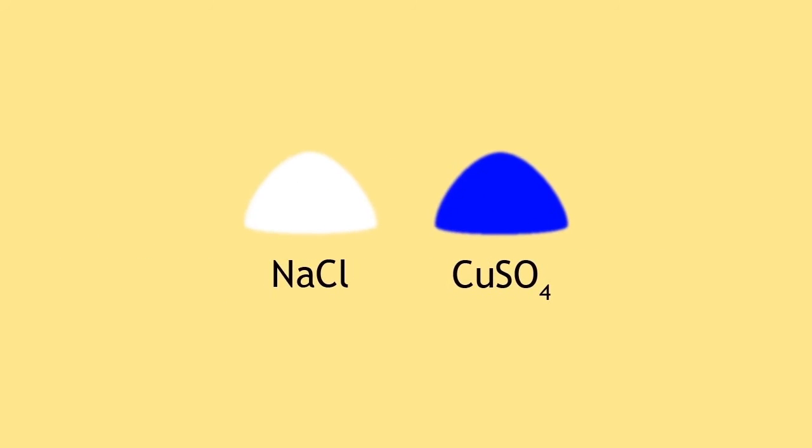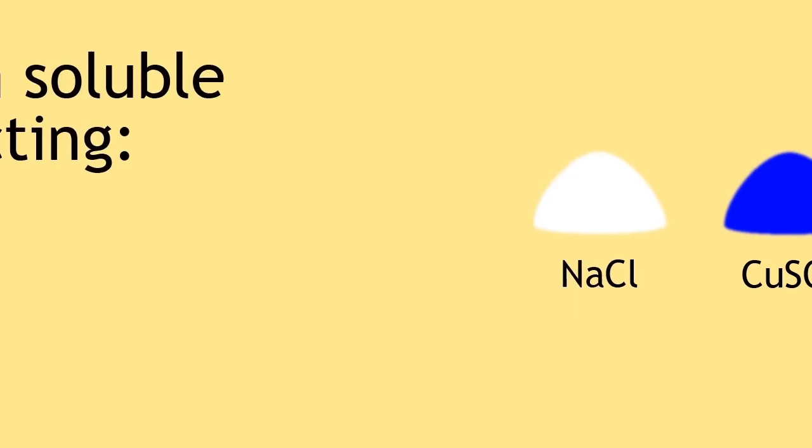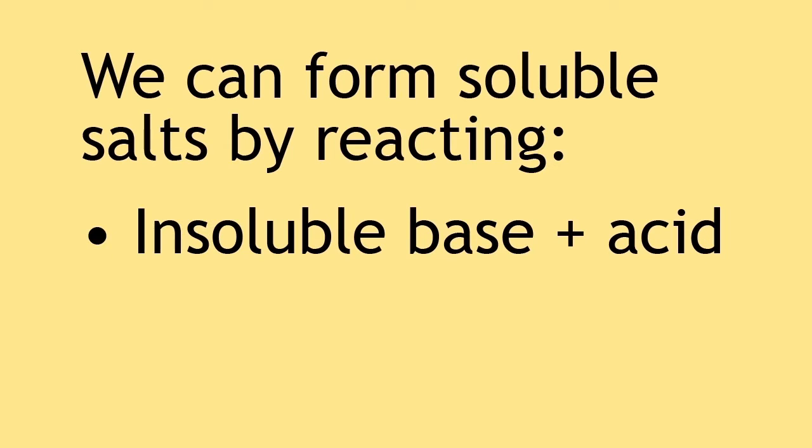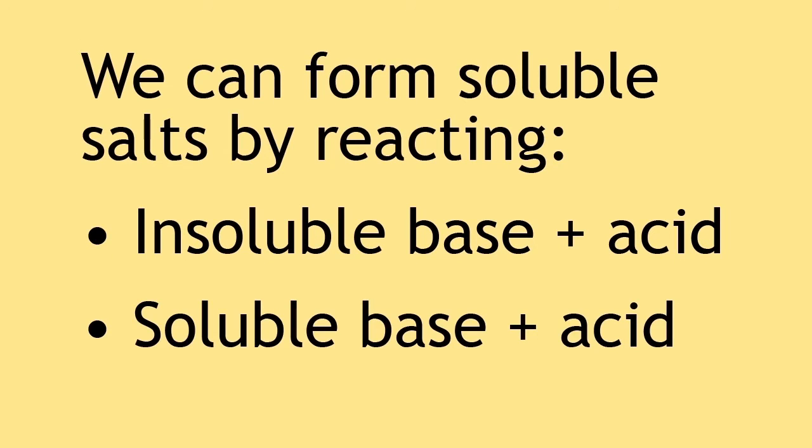So there you have it. 2 soluble salts have been made by acid-base neutralization and isolated. To recap, we can form soluble salts by the reaction of an insoluble base with an acid and the reaction of a soluble base or an alkali with an acid.